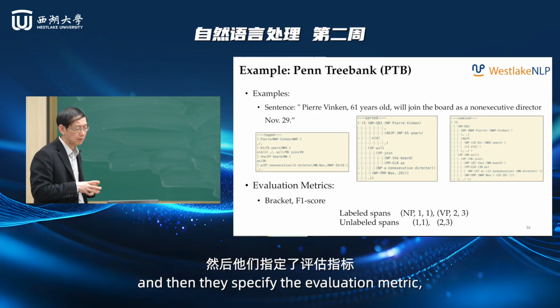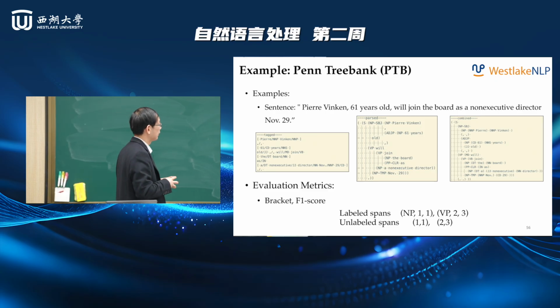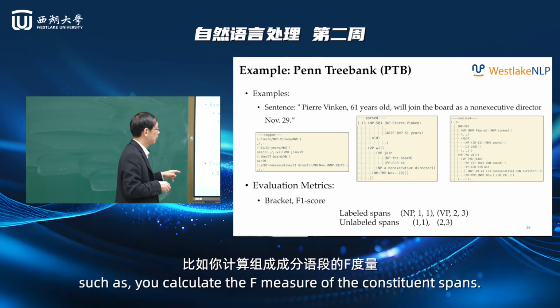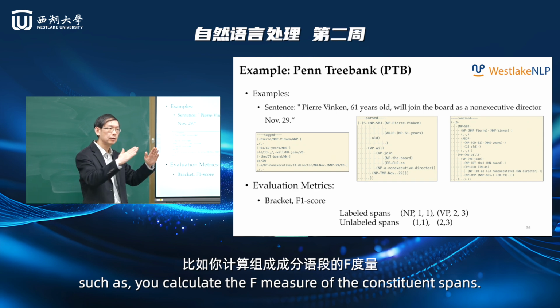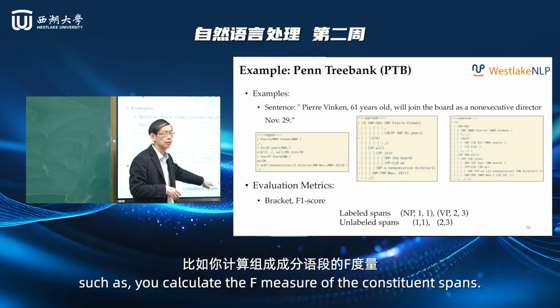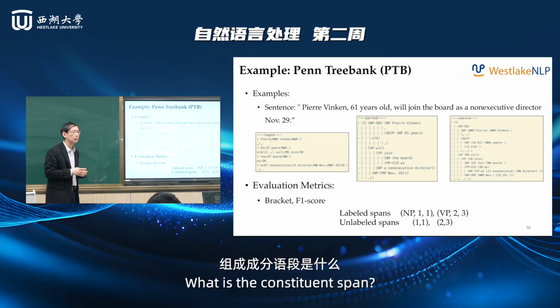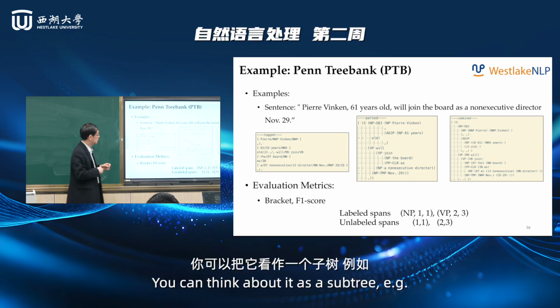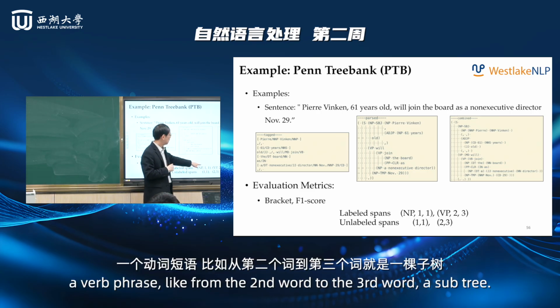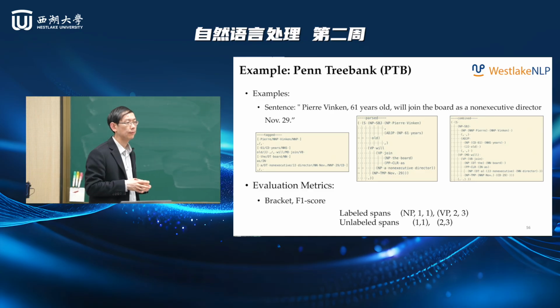And then they specify the evaluation metric, such as calculating the F measure of the constituent spans. What is a constituent span? You can think about it as a subtree. For example, a verb phrase, like from the second word to the third word, is a subtree. It's at the span level.